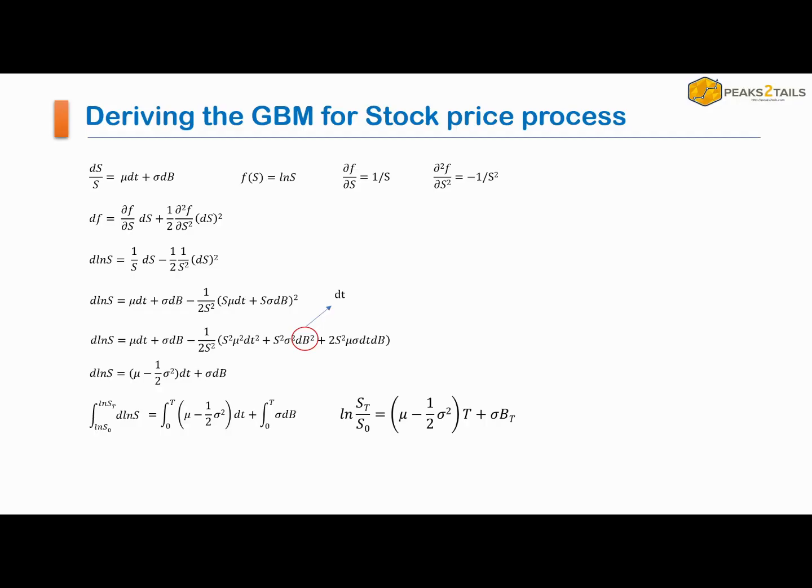We can write it also in this form. ST is equal to S0 e to the power the rest of the terms. So this is the famous geometric Brownian motion for stock price, which is used everywhere. It's the most popular model for equity modeling that is used today.